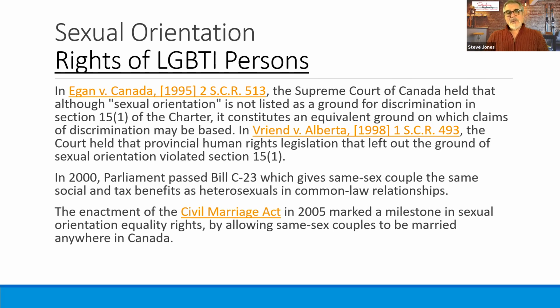And so, the Civil Marriage Act in 2005 marked a milestone in sexual orientation, giving equal rights by allowing same-sex couples to be married anywhere in Canada. So basically, if there were any provinces left over that said, hey, in common law or in a church or at City Hall, they're not allowing people of the same sex to get married.